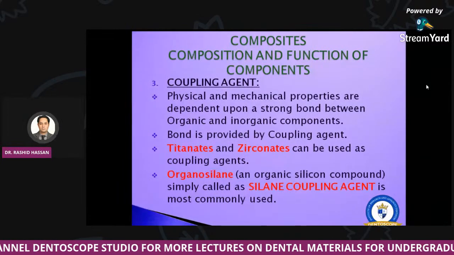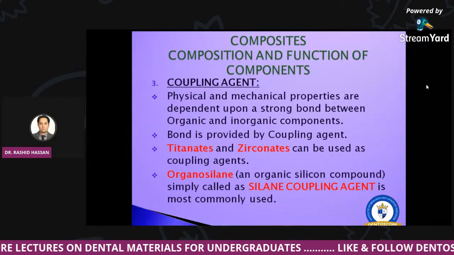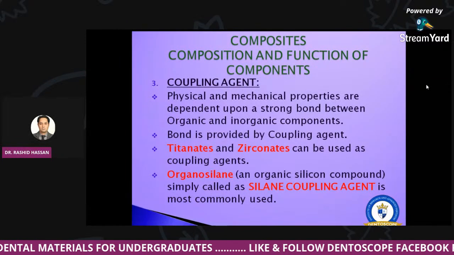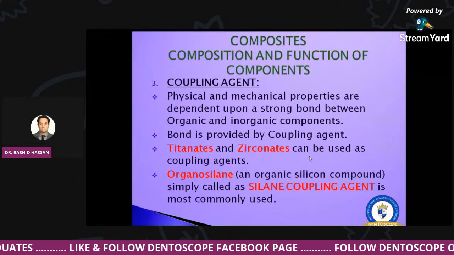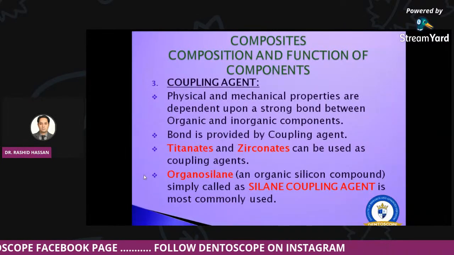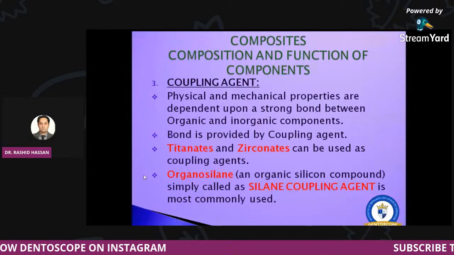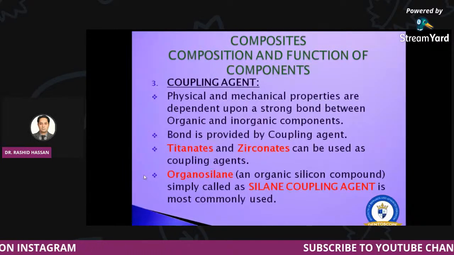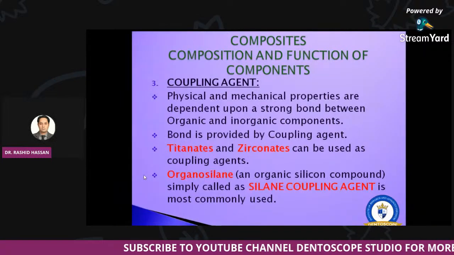Titanates and zirconates are used as coupling agents, but the most commonly used one, and this is an important MCQ, is the silane coupling agent. Silane coupling agent is the most commonly used coupling agent in the dental composite. Organosilane or silane coupling agent. Well, this is the most commonly used coupling agent in the dental composites.